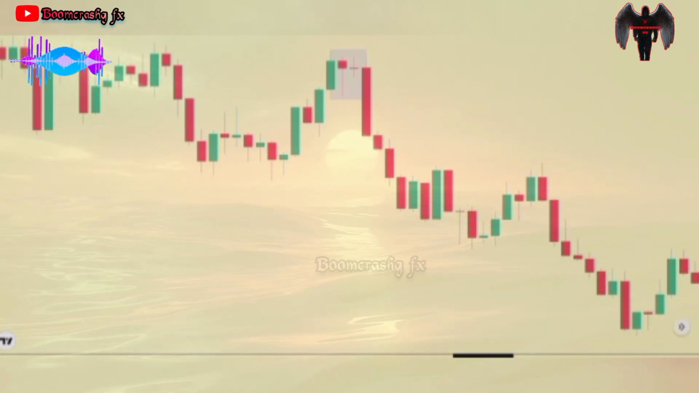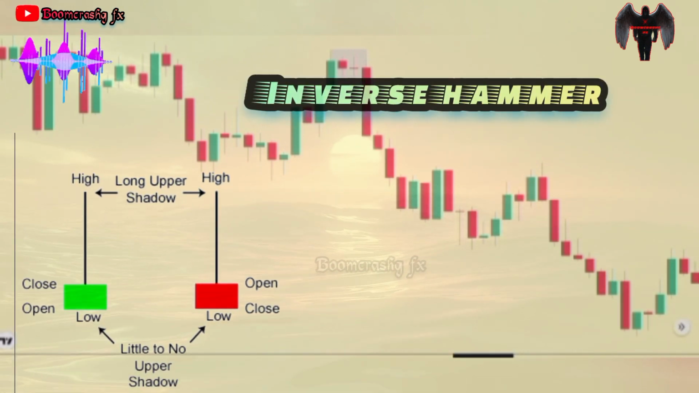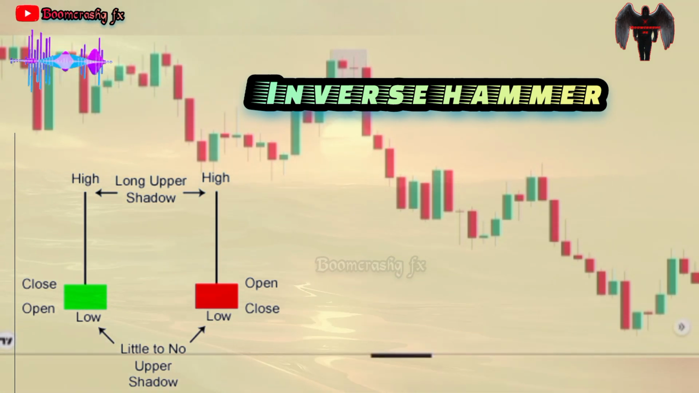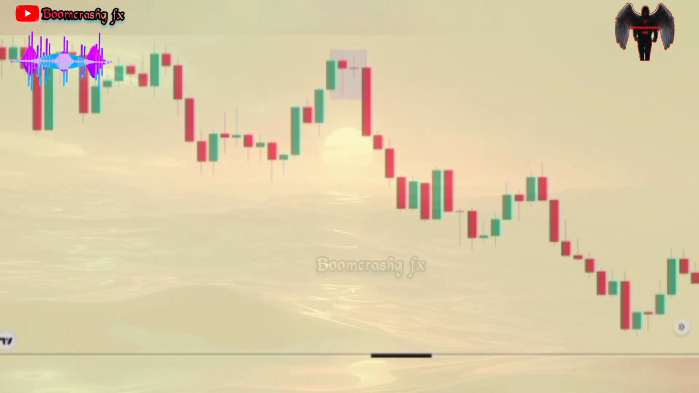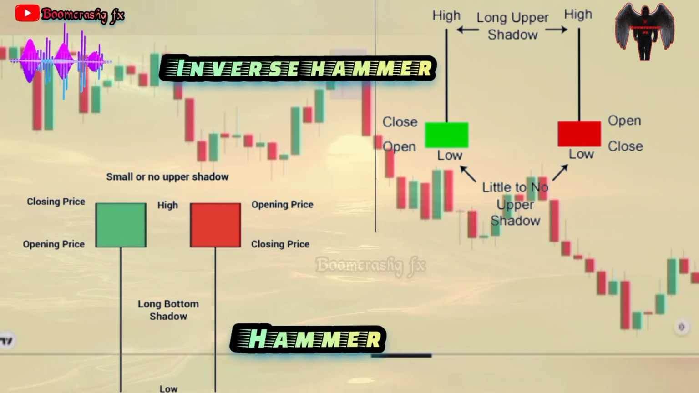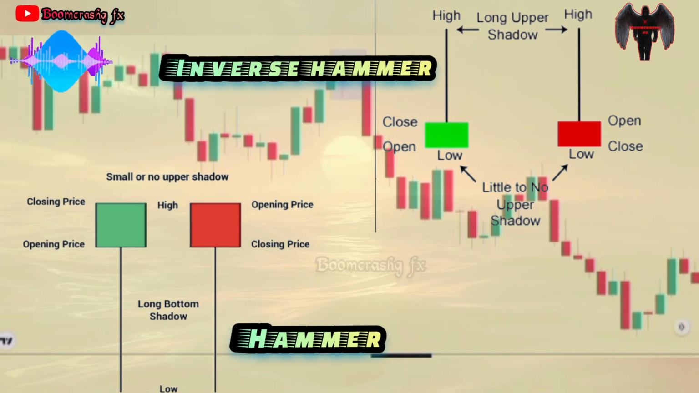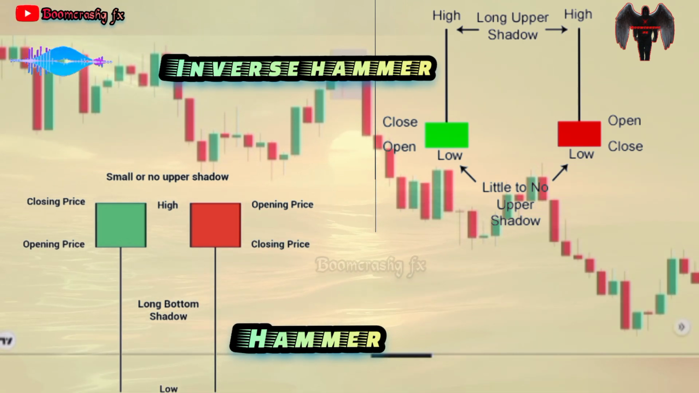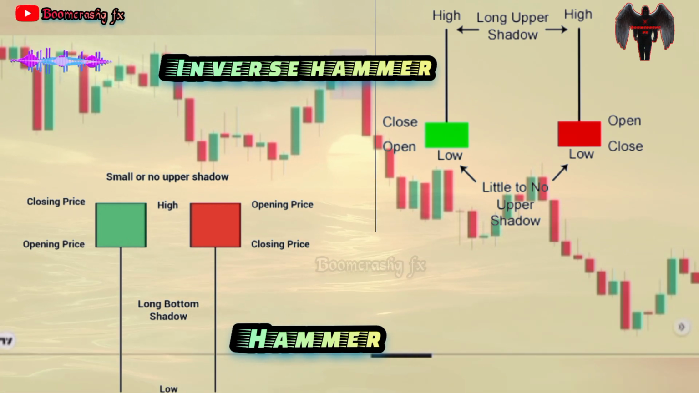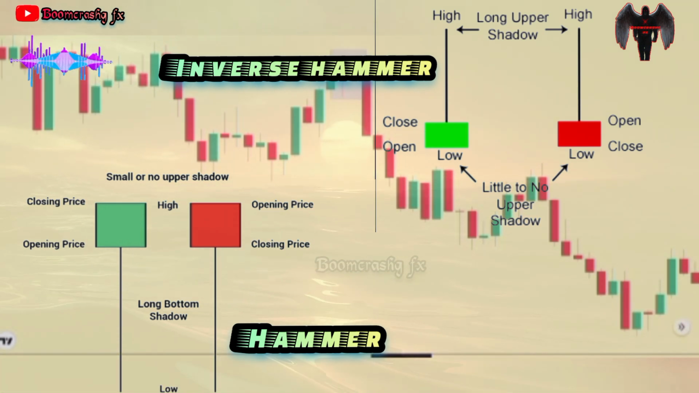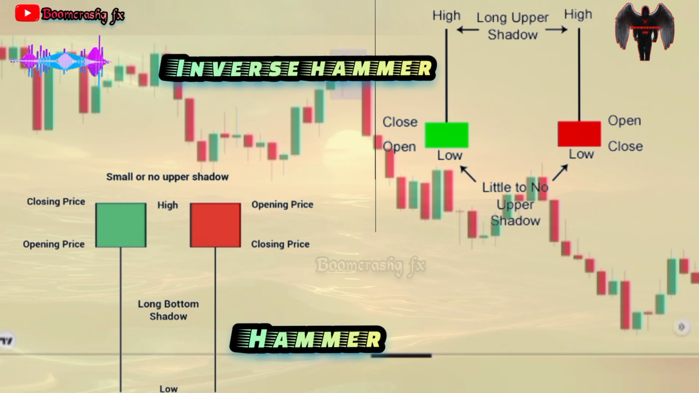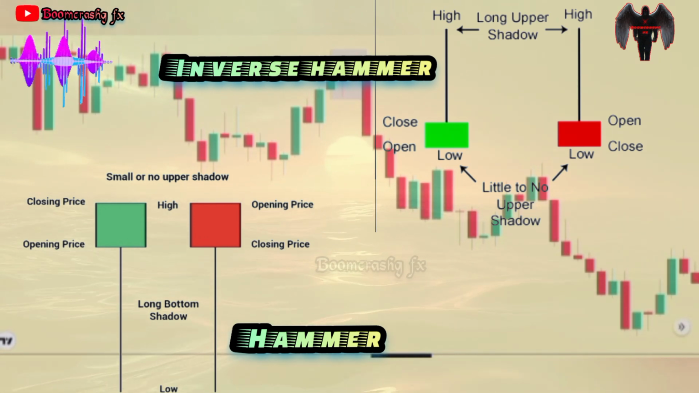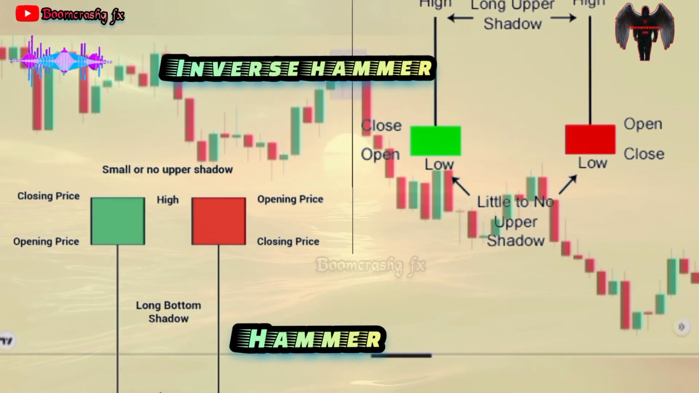The next candlestick pattern I'm going to be talking about is the inverse hammer. The inverse hammer is actually a bullish pattern. The difference between the inverse hammer and the hammer is that the upper wick is long while the lower wick is short. Remember, the hammer has a short body with a long lower wick, but the inverse hammer has a long upper wick and a short lower wick.